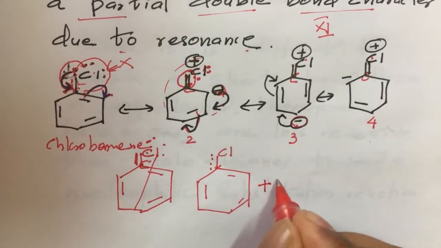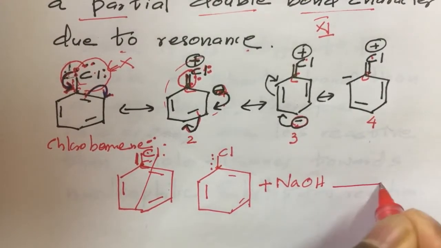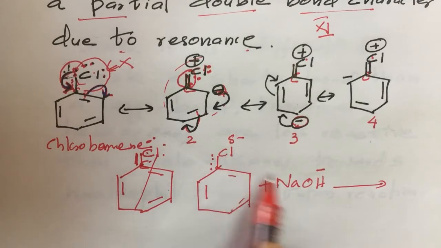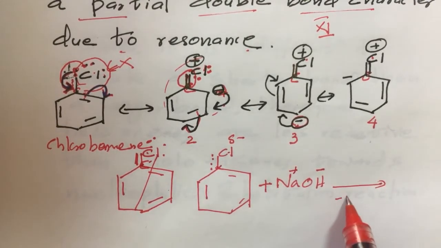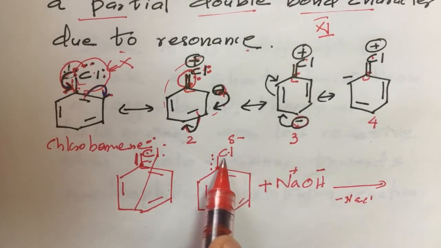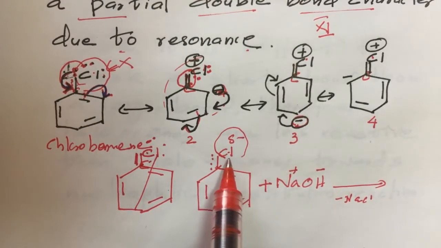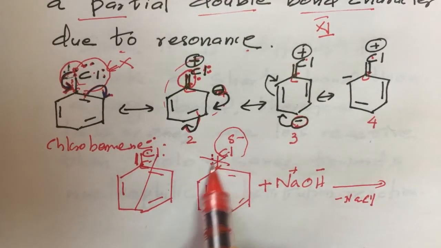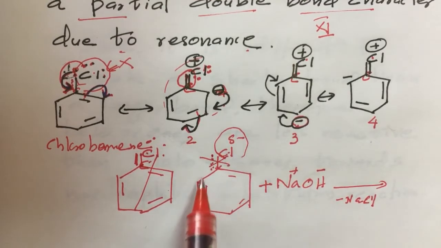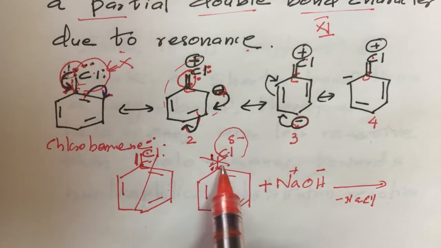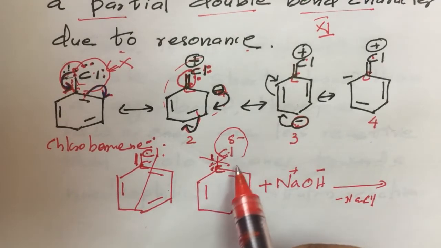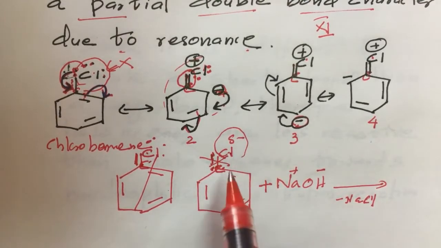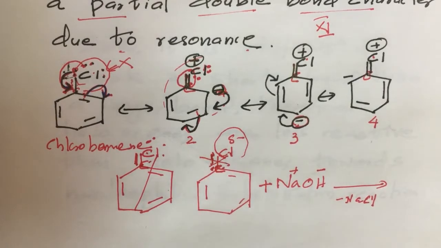Then add NaOH. Cl is delta negative, OH is negative. Then Cl negative and Na plus form NaCl. But for removing this chlorine, or forming NaCl, this bond should break. But due to the partial double bond character, the C-Cl bond is strong. Then it becomes difficult to break this bond.